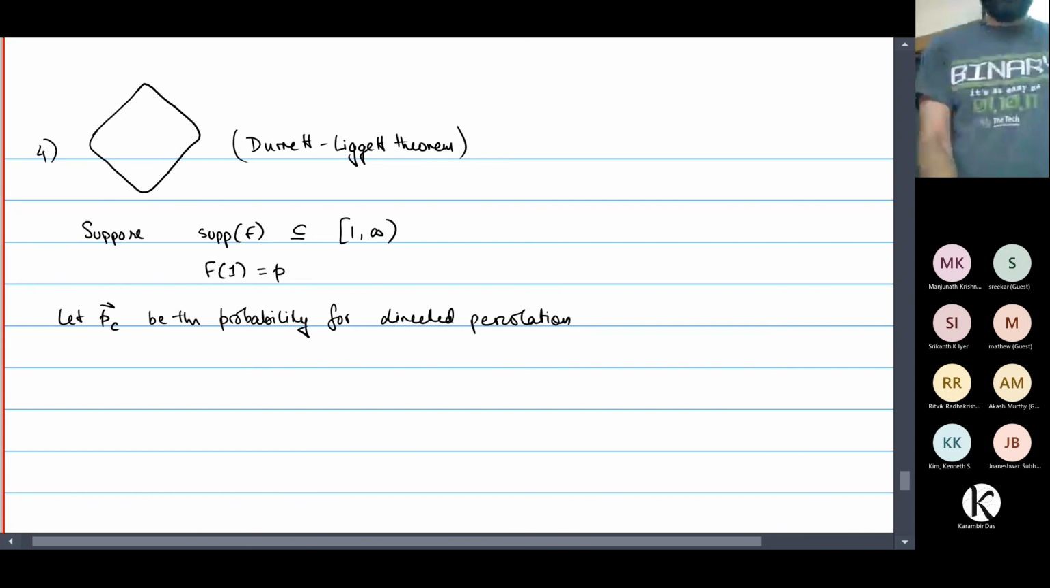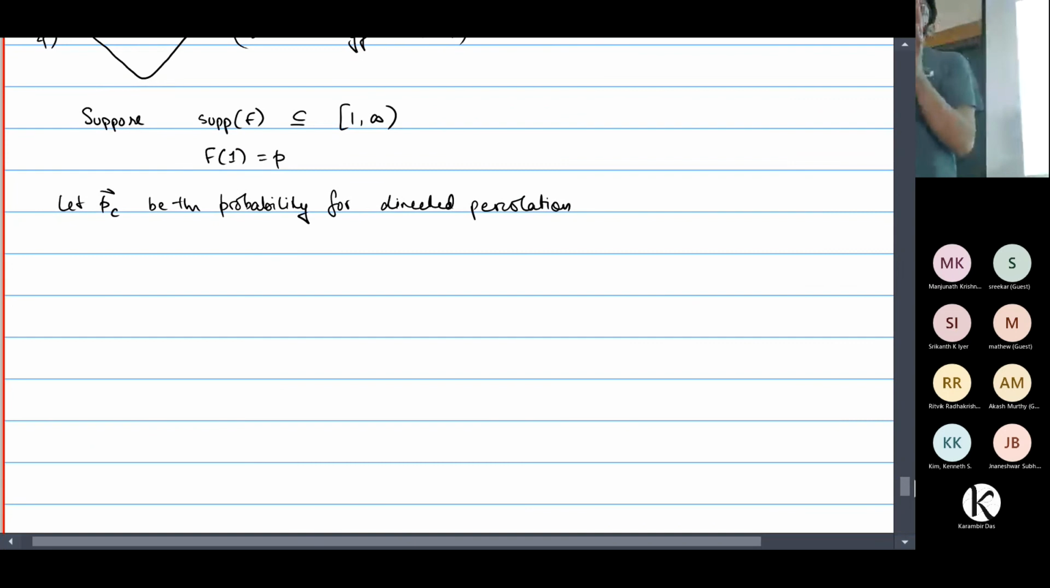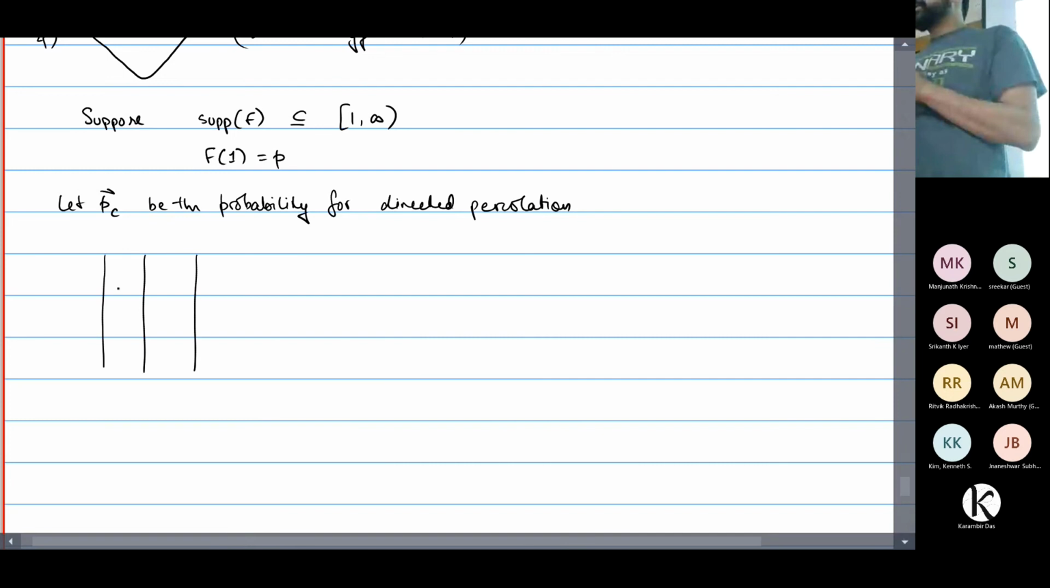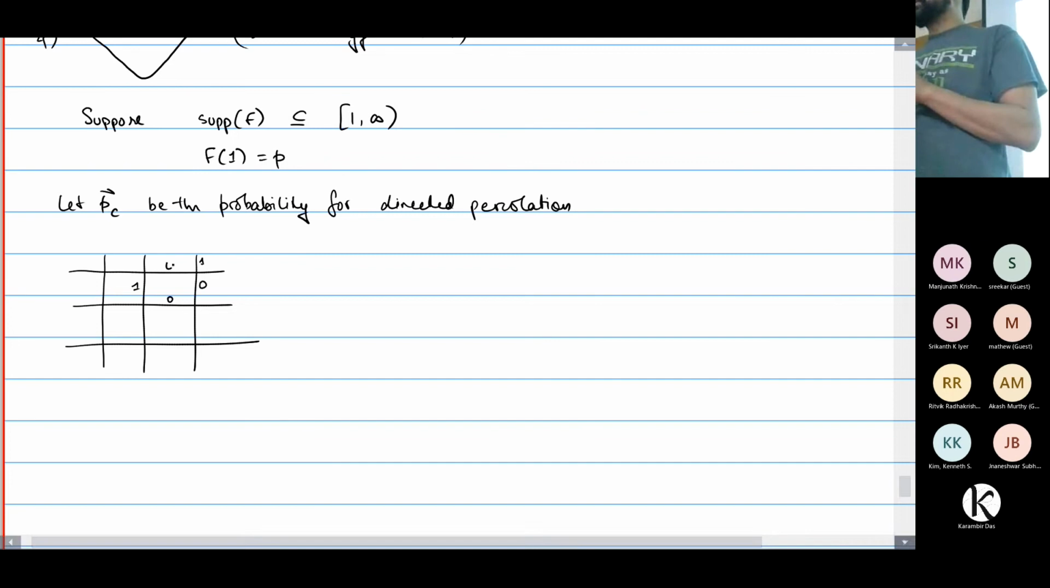Okay, so why don't I tell you what these constants PCs are about? How many of you have seen classical percolation? So very few. So let me tell you what it's about. So in classical percolation, you have these edge weights that you throw randomly on the edges of the lattice. 0, 1, 0, 0, 0, 1, 1, 0, and so on.